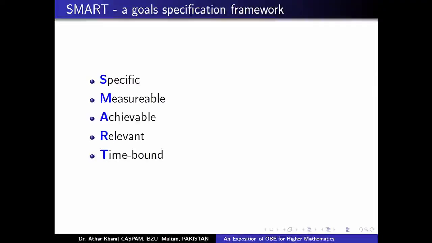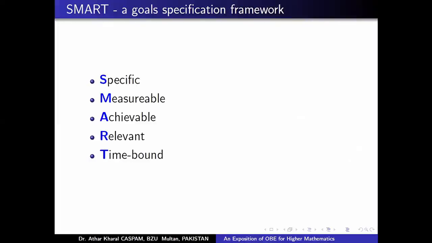It was first presented in 1981, and I have given the reference in the document. SMART stands for specific, measurable, achievable, relevant, and time bound. Every program learning outcome, and later on I shall also stress the same practice for CLOs, has to be specific, measurable, achievable, relevant, time bound. At this moment, I'm asking that every program learning outcome should be first linked to the cognitive levels, and secondly, it should be made smart.